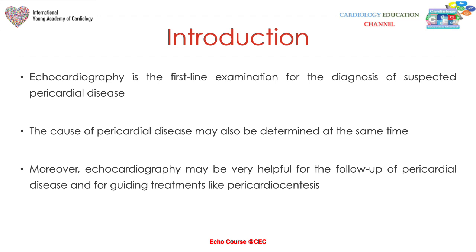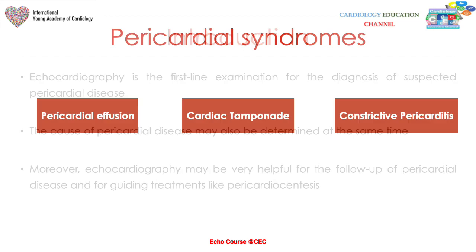So echocardiography is the first line examination for the diagnosis of suspected pericardial diseases, and the cause of pericardial disease may also be determined by echocardiography at the same time. And moreover, echocardiography may be very helpful for the follow-up of pericardial diseases and for guiding treatment like pericardiocentesis.